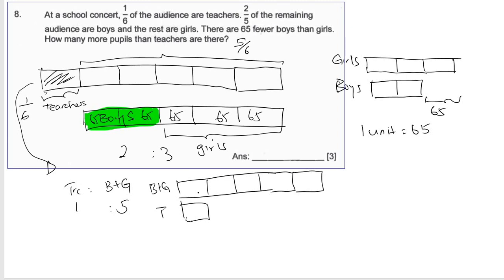So I already know boys plus girls equals how many, because I know here is 65. And 1 box of this equals 1 box of this. So 1 box is also equal to 65. How many more people are there compared to the teachers? Which is this portion, right? How many boxes are there? 1, 2, 3, 4. So it's 65 times 4, which is 260. Okay, hope that you understand this.